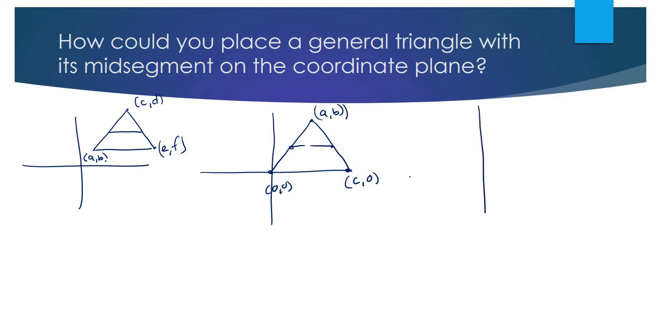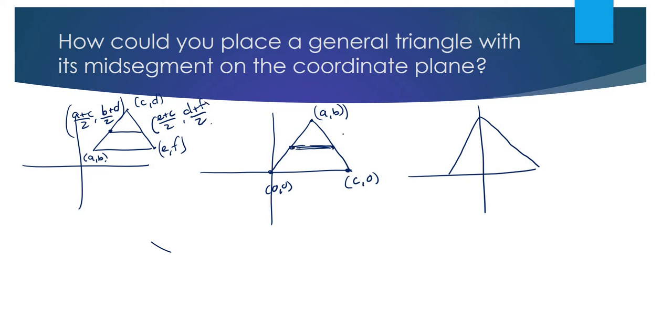The last way I could do this would be to set it across the origin. And I'm going to wait to label these for just a second. So let's say we're going to find the midpoints here. Well, the midpoint here would be A plus C divided by 2, and B plus D divided by 2. And this midpoint would be E plus C over 2, and D plus F over 2.